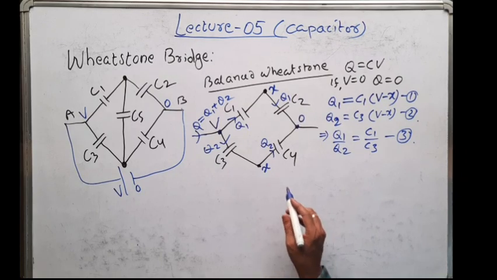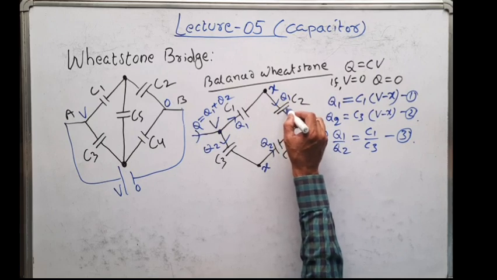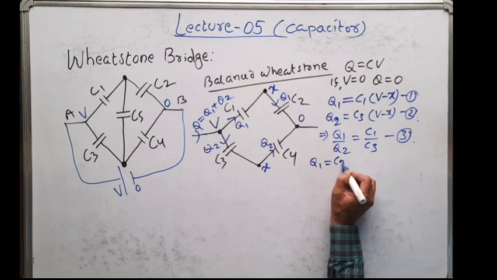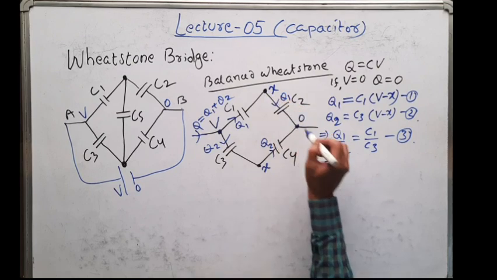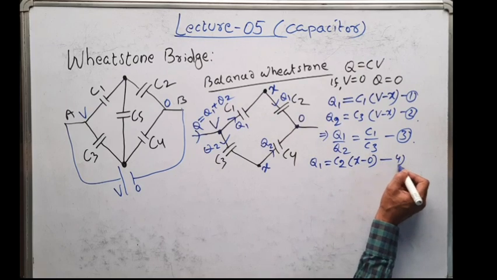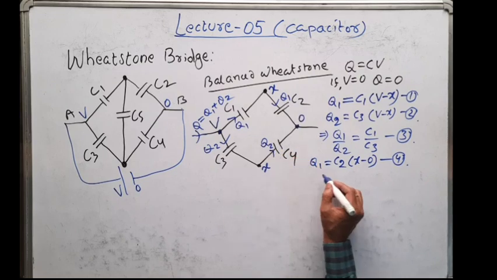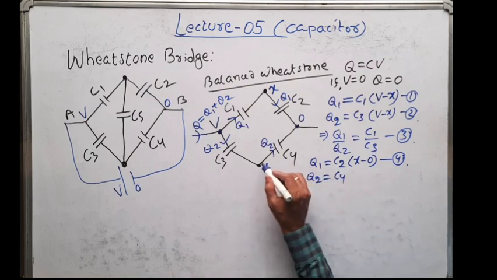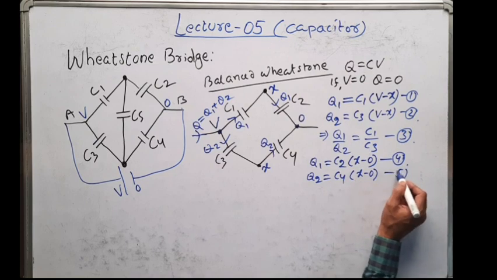Now we can find the charge through capacitor C2, which is Q1. The capacitance is C2, and the potential difference between the two plates is X minus 0, that is X. Let us say this is equation number 4. Similarly, the charge through this capacitor is Q2, which is equal to the capacitance C4 into the potential difference, that is X minus 0. Let us say this is equation number 5.